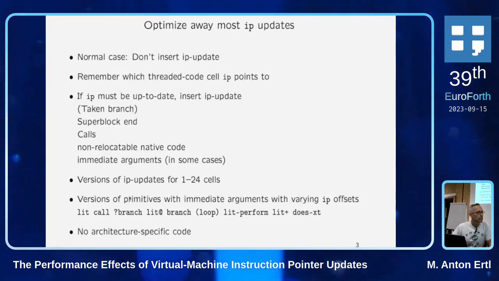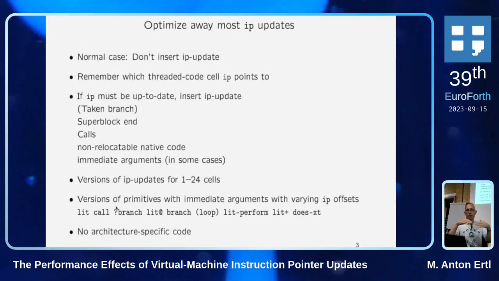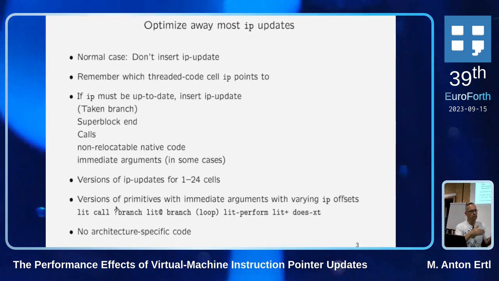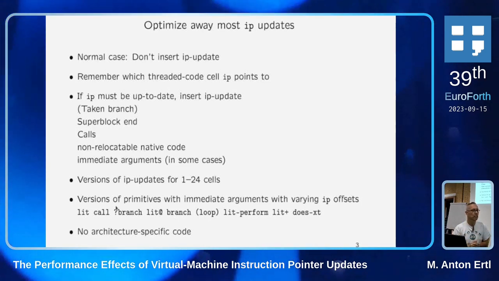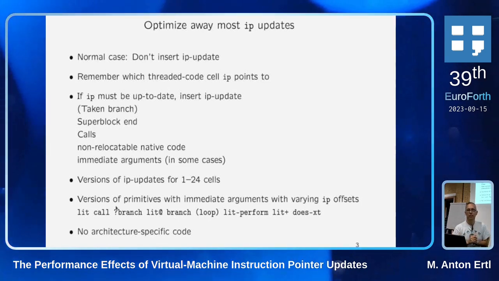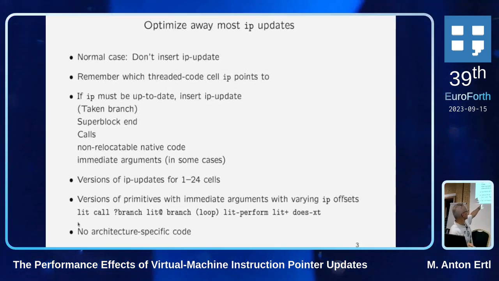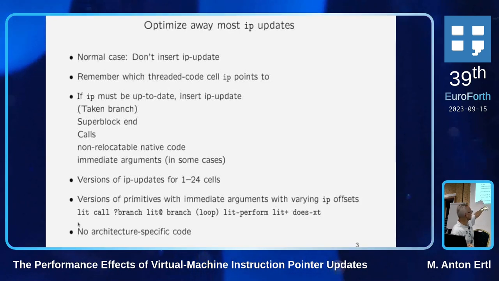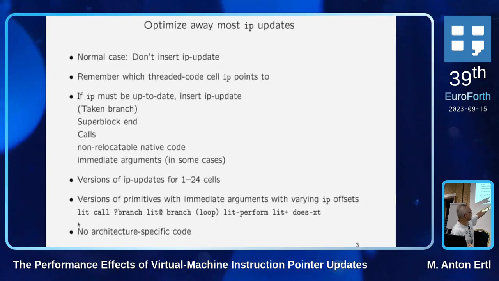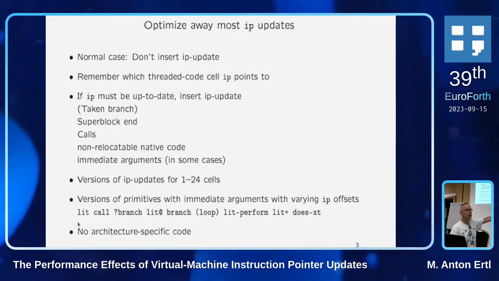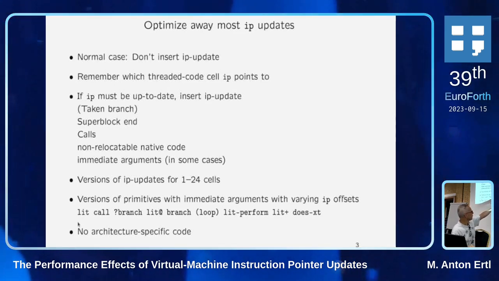Right, and similarly for primitives where we support multiple offsets, we also have, for now and for the research version, 24 versions of each, and these are the words: lit, poll, question branch, lit fetch. So these are the most common primitives with immediate arguments: lit fetch, branch, parent loop, lit perform, which is what the third word compiled to, lit plus, and does xt, and does xt is what create does words compiled to.